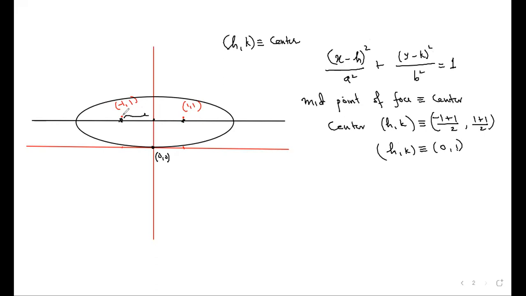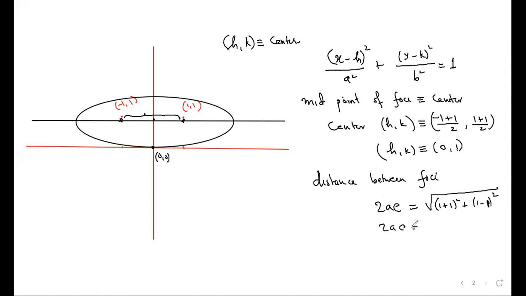The distance between the foci is 2AE, correct? Yes, sir. That will be equal to 2. So 2AE is 2. I calculated directly here. This length is 1 unit, this length is 1 unit, so the total distance is 2 units. So AE is 1.